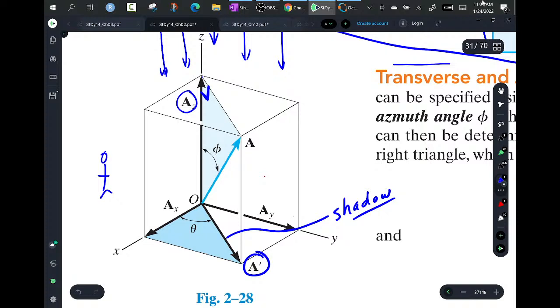Now, he is giving us this angle. So in this particular case, AZ, the value of AZ, the length of AZ, is equal to the length of A, the length of this vector, times cosine of an angle.